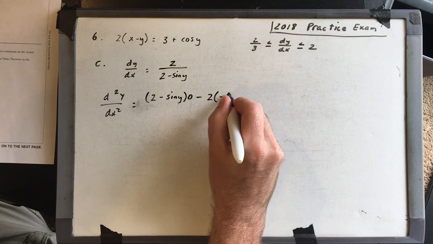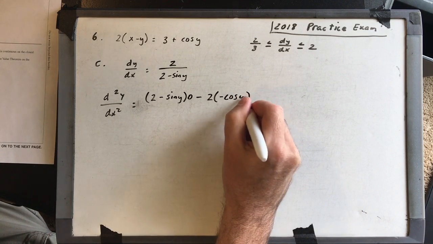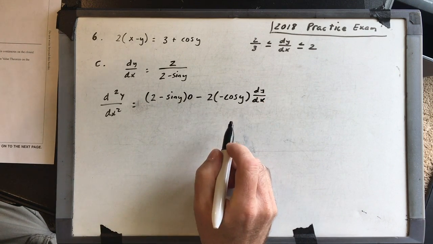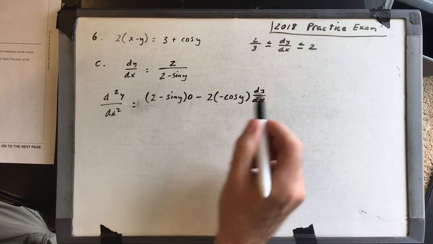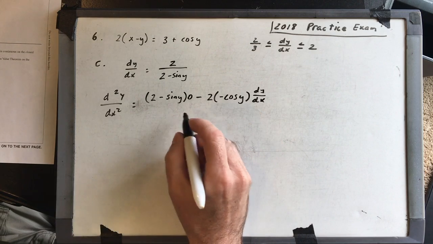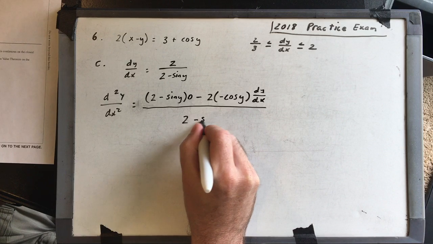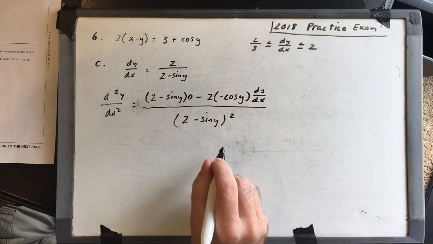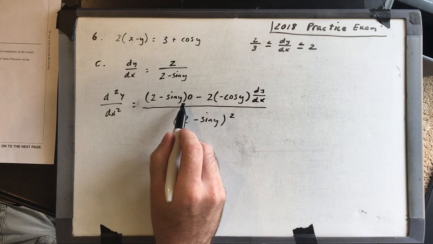negative cosine y, but don't forget, times the derivative of the block, dy dx. Okay, so you've got a y there, not an x, so we have to do the dy dx. That's what makes this thing a little bit of a pain. All over the bottom squared, 2 minus sine y, all squared.